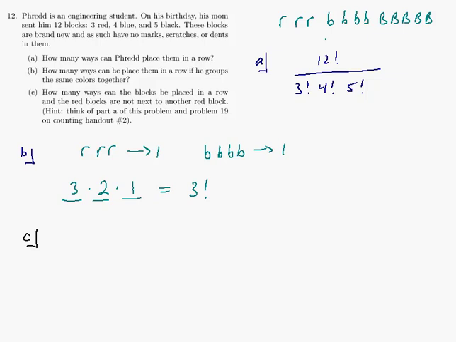Part C says, how many ways can Fred place the blocks in a row if the red blocks are not next to another red block? Now this sort of goes back to our example in counting handout 2, problem 19, that said, how many ways can you put the A's and B's in a row where an A is not next to another A? So we're going to approach it the same way. Now, here's our 4 blue and our 5 black.